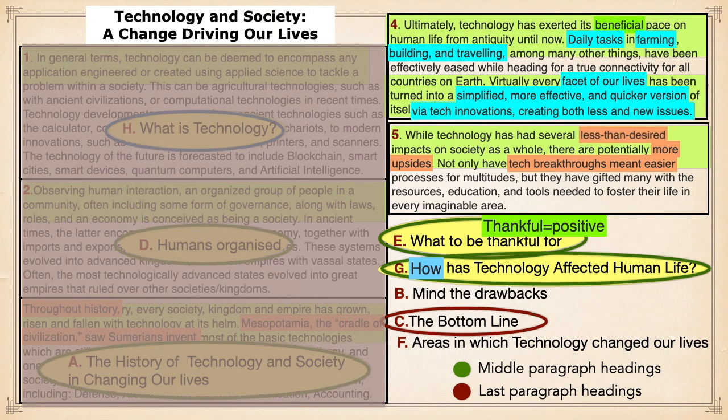Less than desired is not positive or shows how. More upsides is positive. Breakthroughs means advances in technology. This is positive. This is not very clear though, because technology can also mean how. So I'll go on reading. Processes means how. Gifted is positive. Tools needed to foster means how. Every imaginable area is a positive thought.